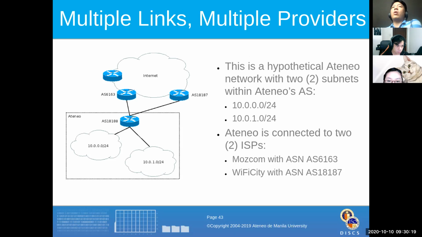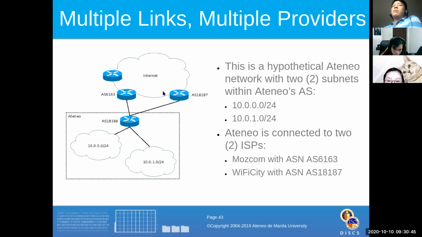Now, this is the most common use case for BGP. It's multiple links and multiple providers. So I am AS 18.18.8, and I have 2 ISPs: 6163, which is the former Moscom, and 18.18.7, which is Source Telecoms now. That's the former Fiber City or Wi-Fi City. So there are two ISPs.